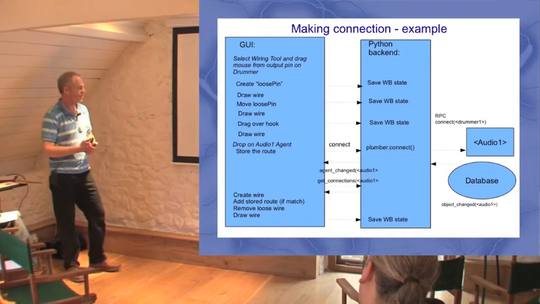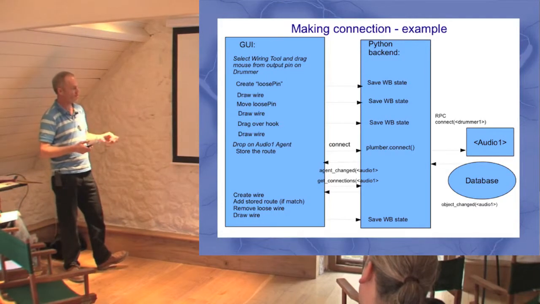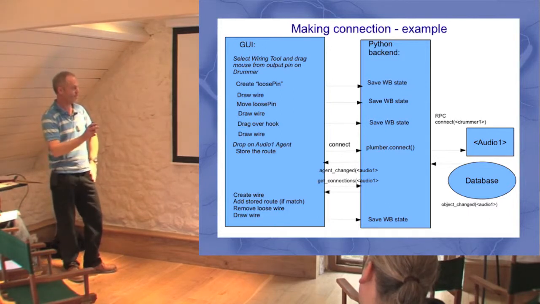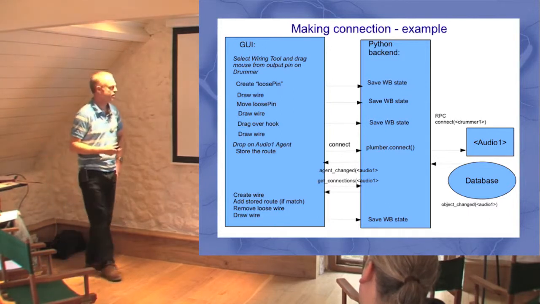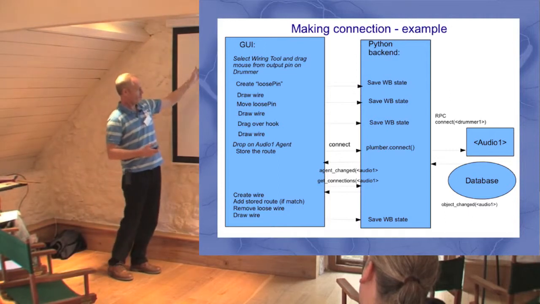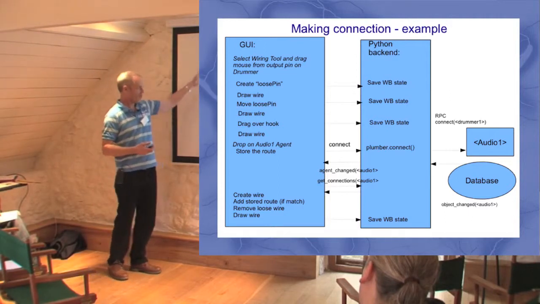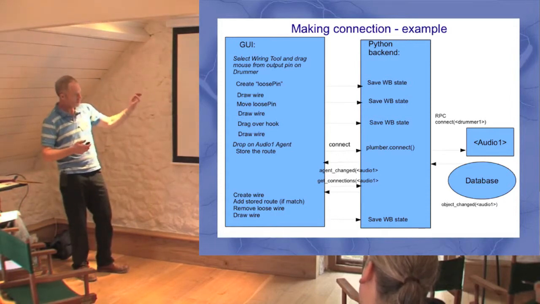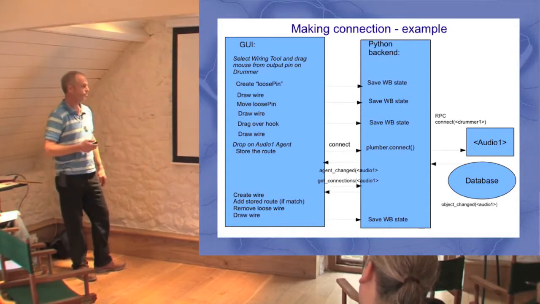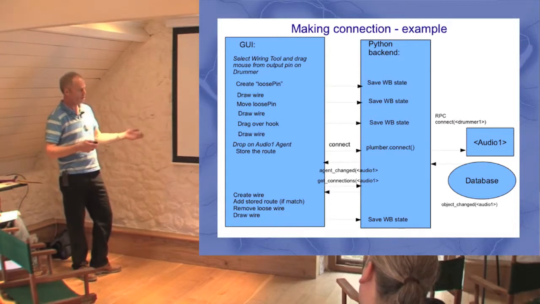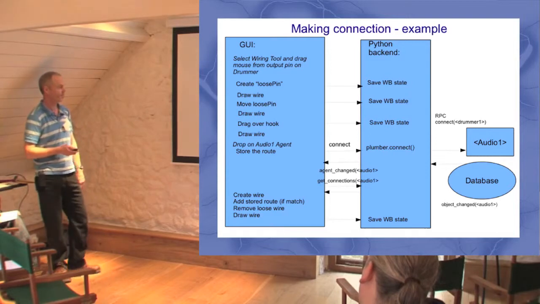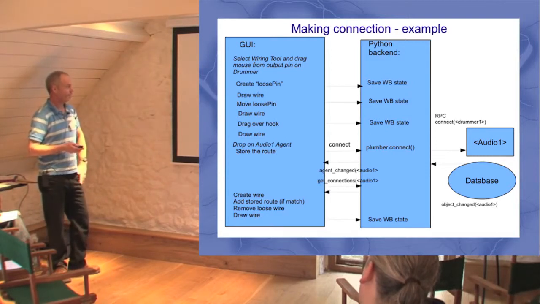First of all, it's creating what I call a loose pin, which is an end of a wire not in the rest of the system. It's just a Workbench thing, a GUI thing. Create that, save the state, draw the wire, save the state of the Workbench again. Whenever you move that pin, you save the state and draw the wire. And drag it over a hook, save the Workbench state again, and that's all in the GUI, as it were, in the Workbench agent. And then we drop it.